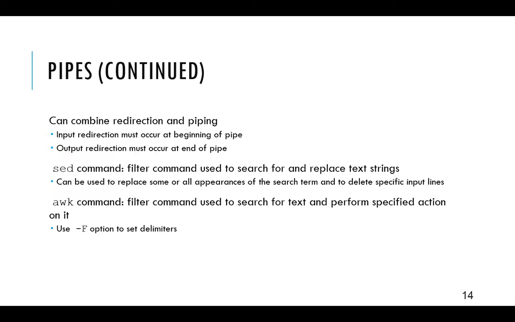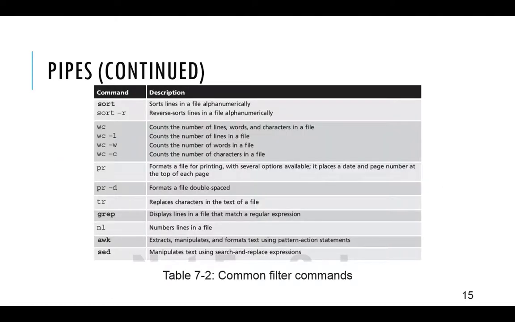The sed command allows you to replace certain text strings. You use all of it or some of it, depending on what you want to do. The awk command allows you to search the text for a specific action. So you can do awk -F and have several different delimiters that you want to use. All right. And here's some of the different ways you can do it. But like I said, we'll get into pipes a little bit more later on. I'm just trying to introduce you to it right now.